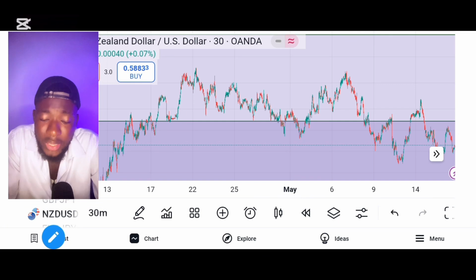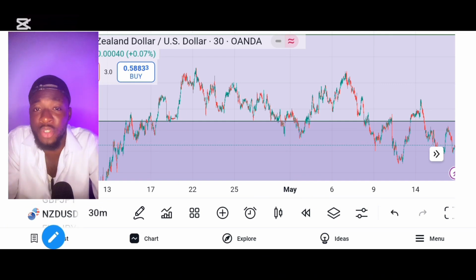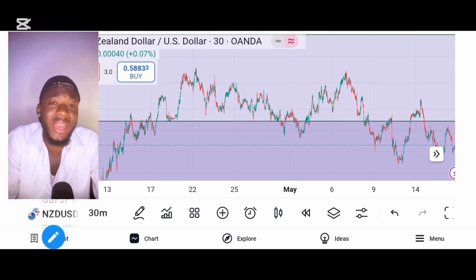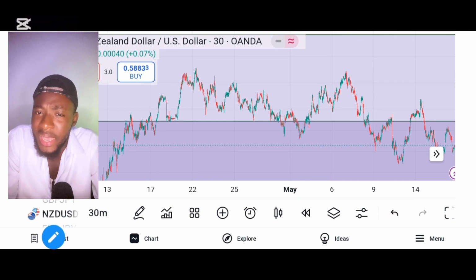Okay, candlestick is the language of the market. Now, as you advance in trading, you're going to notice that it's not just candlestick. There are other things you have to look out for. But for now, you should understand that candlestick is actually part of the language of the market. And what the candlestick is saying, you have to actually pay attention to it.